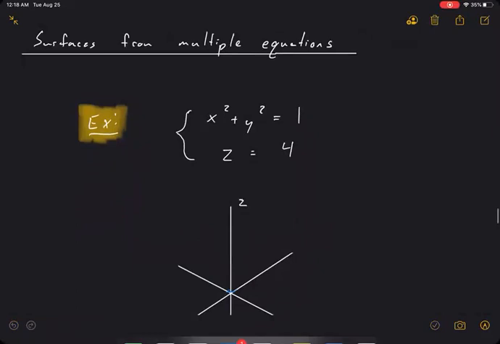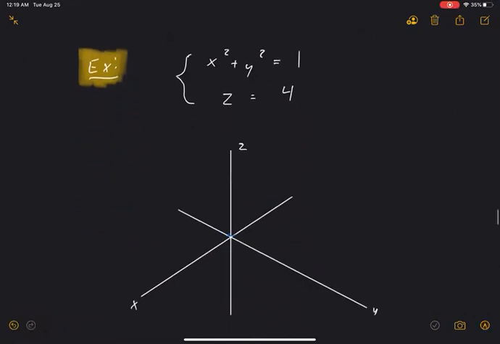So now let's talk about slightly more complicated surfaces with slightly more complicated equations. What if I have multiple equations defining a single surface? Maybe I'm trying to draw a surface, and I'm told, okay, these two equations define my surface. What would this surface look like? How would I figure that out?